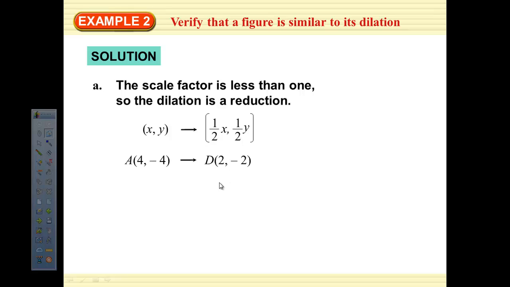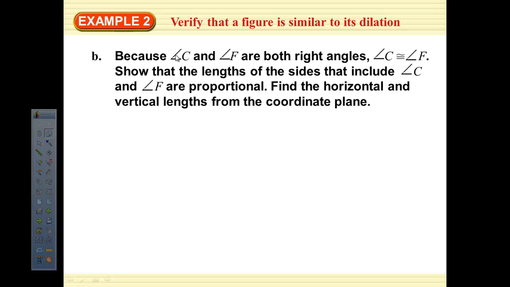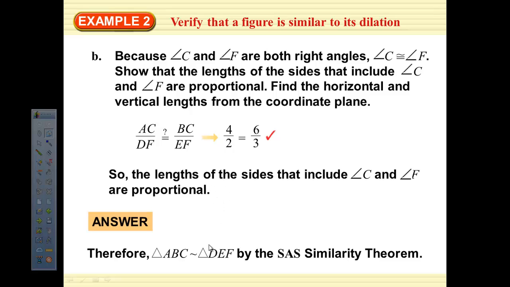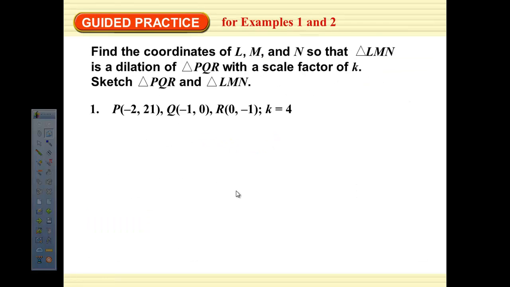We use this to find all the lengths, and the graph was on the other page. We know C and F are both right angles, so those are congruent. And we want to look at the horizontal and vertical lengths like we did before. We know that one is 4 over 2, the other one's 6 over 3. Both of those are 2 over 1, so we know they're proportional, and therefore the two triangles are similar by side similarity.